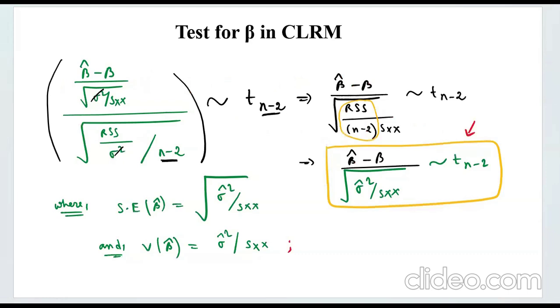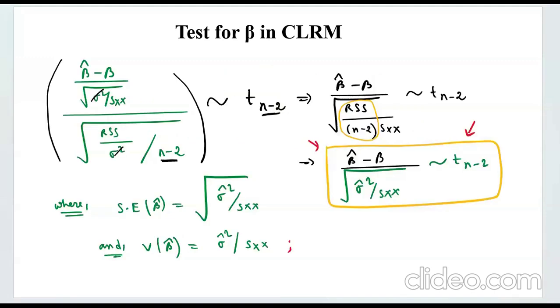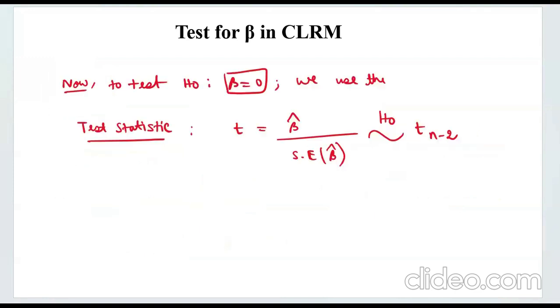So I hope this step is clear to you. If you have any doubt anywhere, you can let me know. So this is the distribution, this is the test statistic. See, beta cap minus beta upon the standard error of beta. Now under H naught, beta is 0. So you can simply replace this with 0. So you will get beta cap upon the standard error of beta cap, which will follow T distribution with n minus 2 degrees of freedom. This is the test statistic, right?